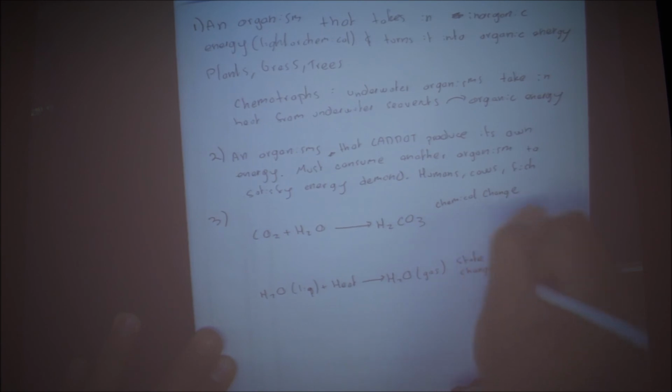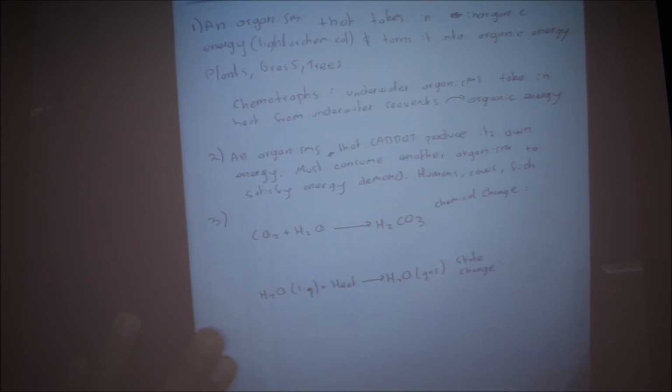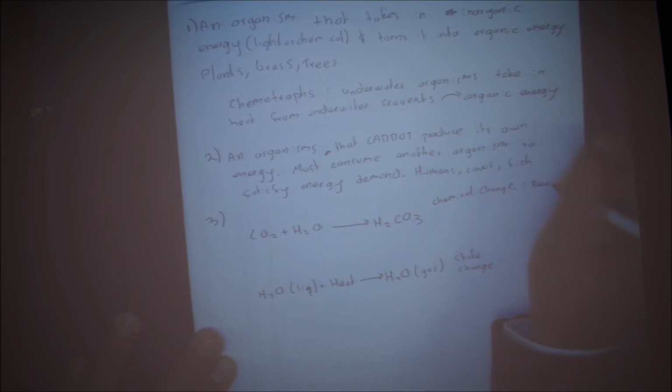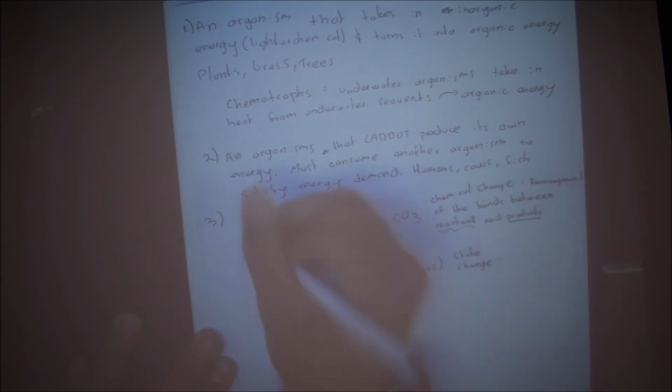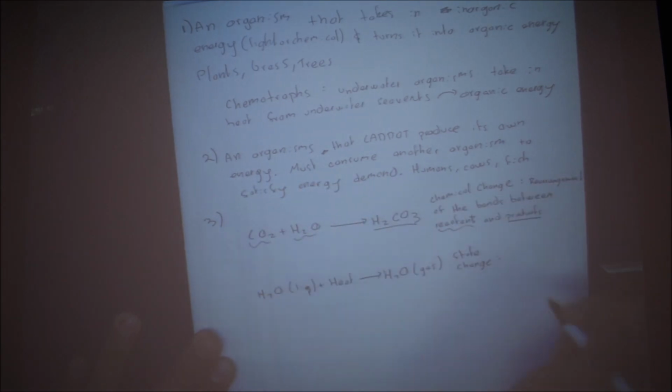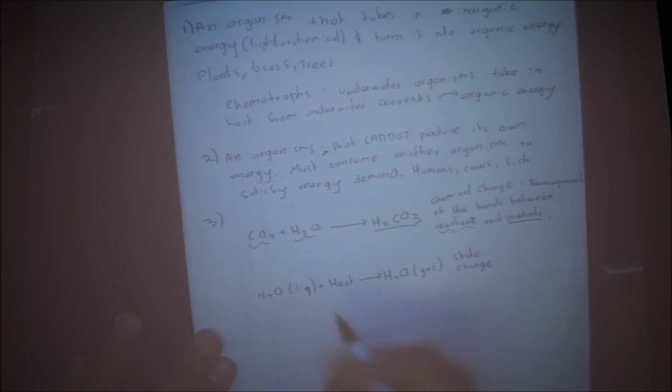Now, what is going on right here that differentiates these two? Right here with the chemical change, what we have is a rearrangement of the bonds between reactants and products. So we got our reactants right here, we have our products. The big thing to recognize is when you have CO2 plus H2O, those are combining to form something completely different, which is H2CO3, carbonic acid.